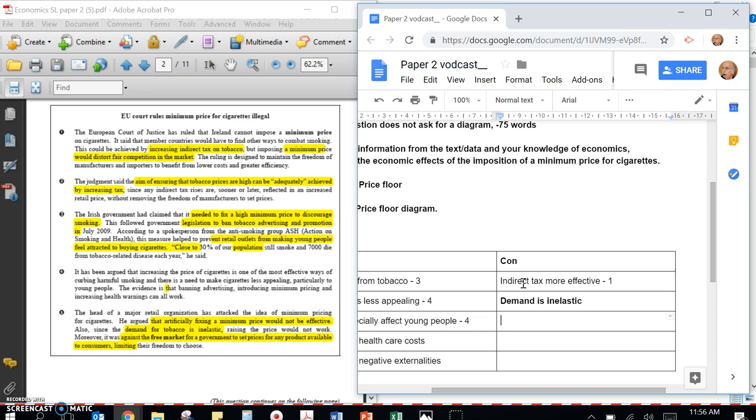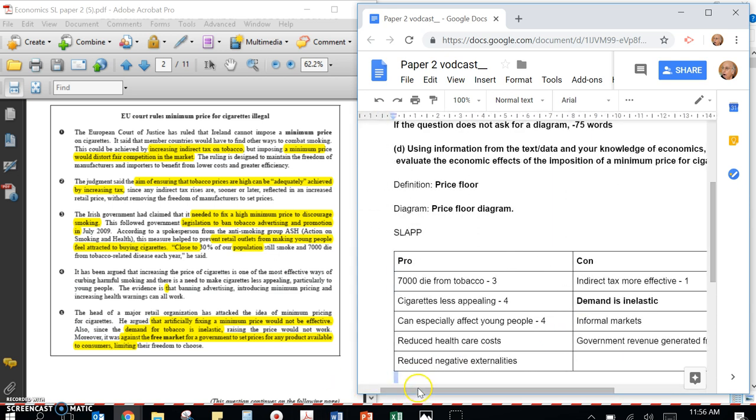We can have informal markets come up, black markets, underground markets, parallel markets, all the same thing. We could say that government revenue can be generated from a tax instead. It's an argument to use a tax instead of a price floor. Okay, so I've got my ideas, and I've got a bit of an idea of the types of things I'm going to be writing about.